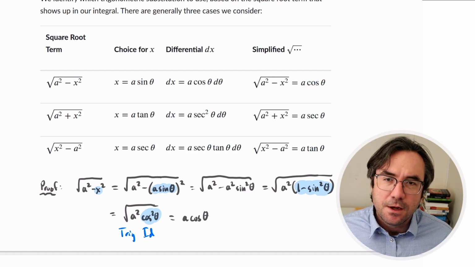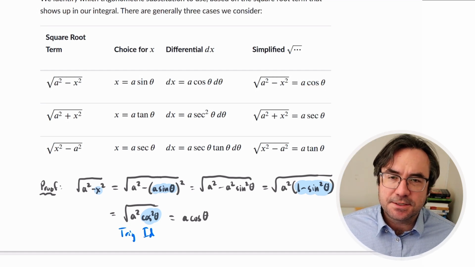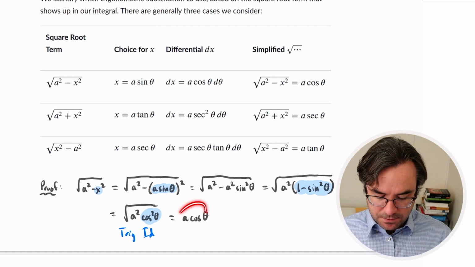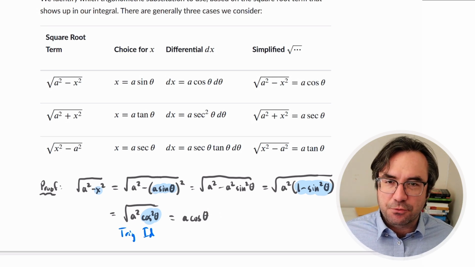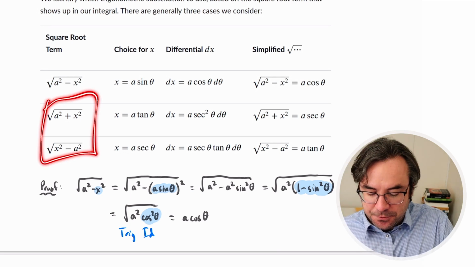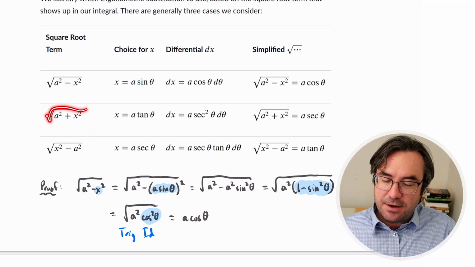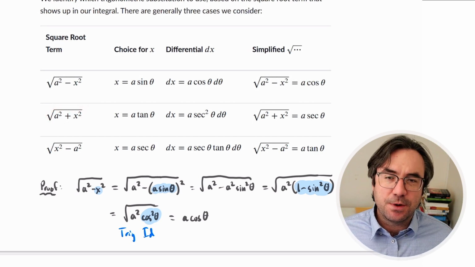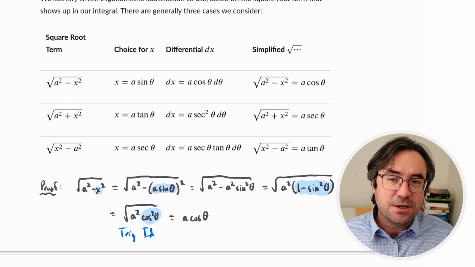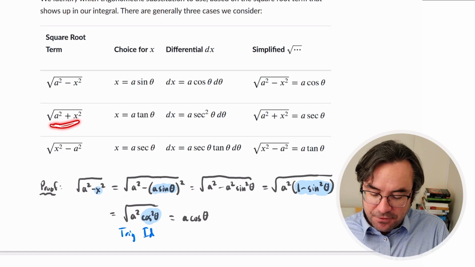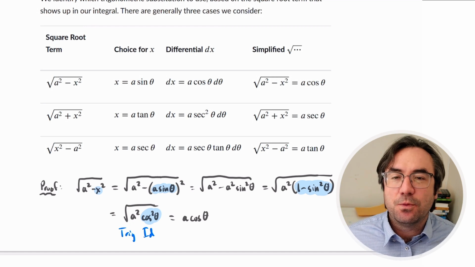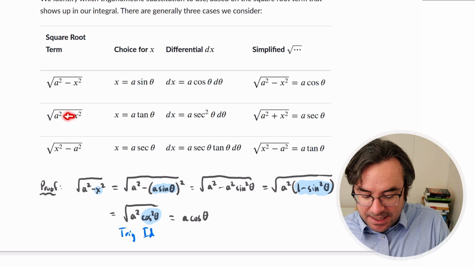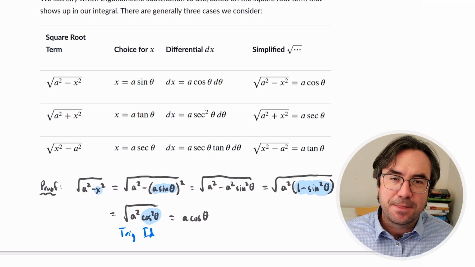In practice, you don't necessarily have to show this every time. It's good to go through it once. For the other two, if we have the square root term a squared plus x squared, we're going to let x equal a times tangent theta. The trig identity for this one that you would use is that secant squared is equal to 1 plus tangent squared. So the plus sign matches up with the tangent there.